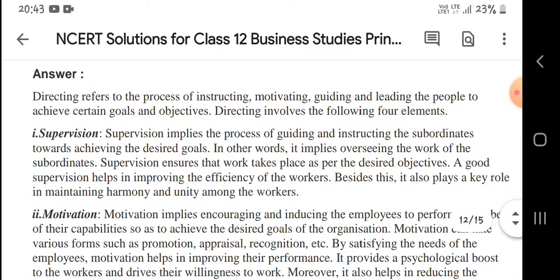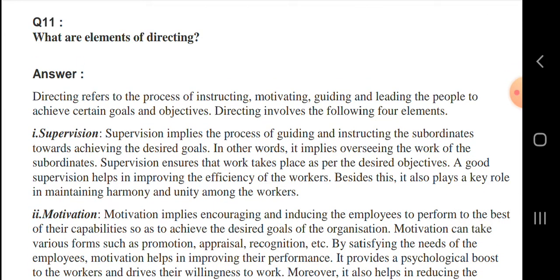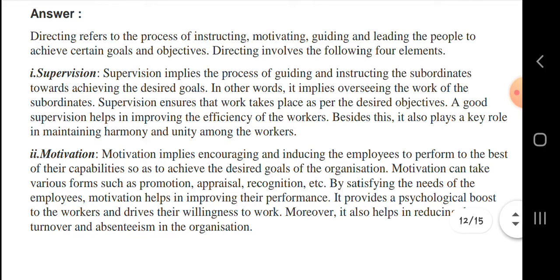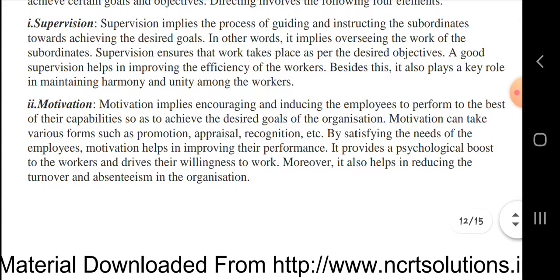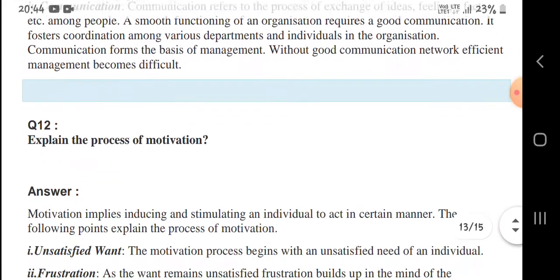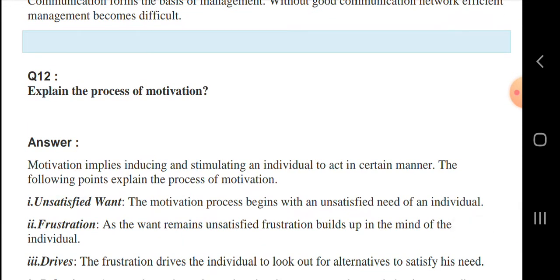So what are the elements of directing? Supervision: a director should supervise what work is going on, whether it is going as per their ideas. And motivation: you should motivate others to do their work. And leadership: you should have leadership skills. And communication: you should communicate very well, and tell the ideas clearly.